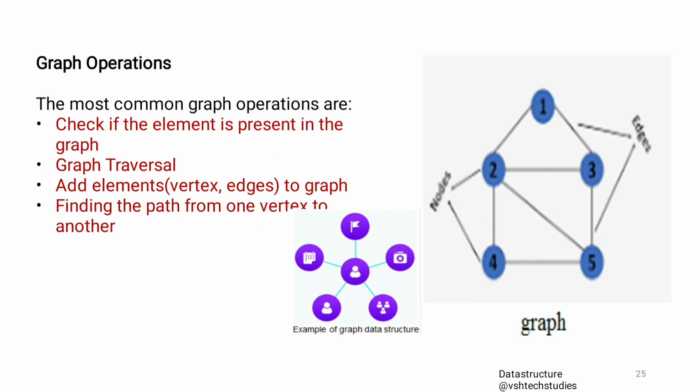Then which are the graph operations? The most common graph operations are checking if the element is present, yes or no. Then traversal through the graph, which means visiting every node only once to check whether the data is present or not, or to update that data. Finding the path from one vertex to another, meaning from one data element to another. Adding elements to the graph. So these are various examples of graph operations.